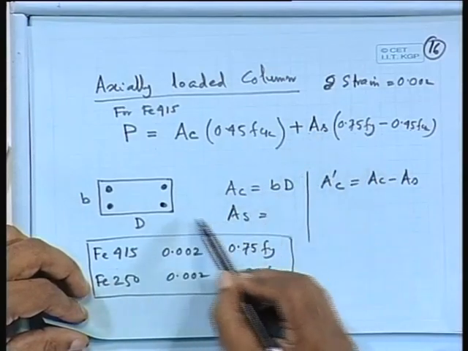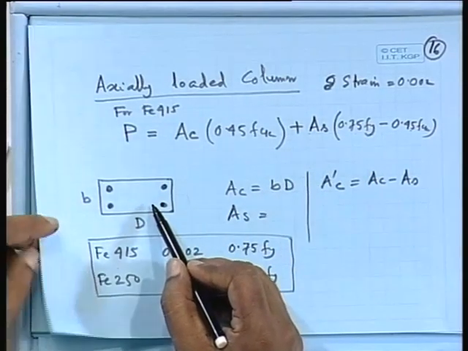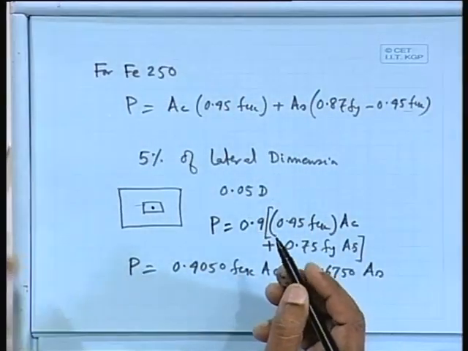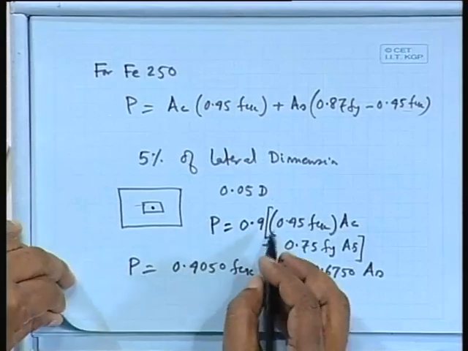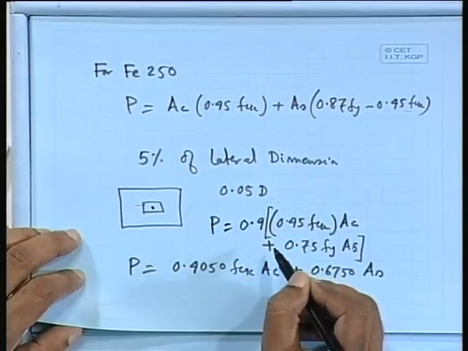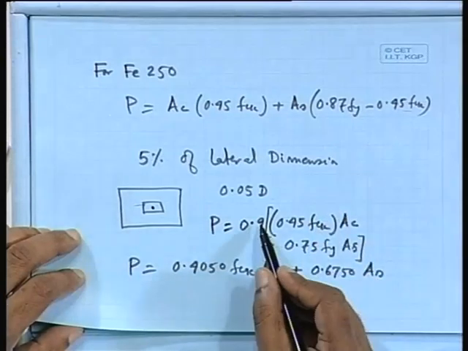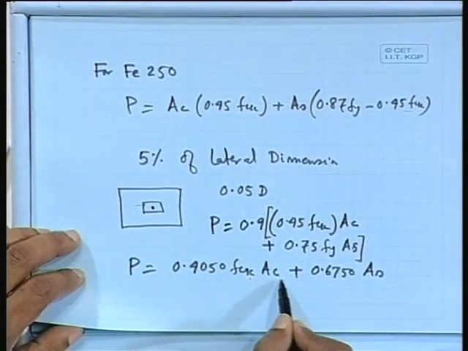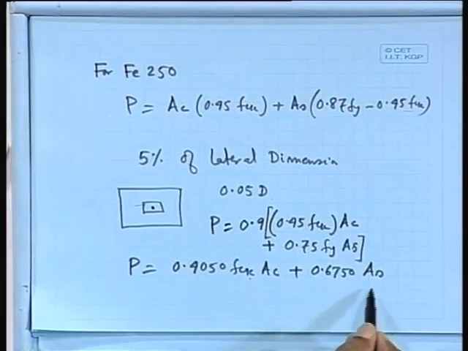Now since we shall not be able to construct it without any eccentricity, eccentricity will come due to construction also. So that's why we are taking that maximum allowable load. Let us say we shall take 90% of that. So whatever we have calculated, you take 90%, 0.9. So we are getting 0.4050 FCK AC plus 0.6750 AS.